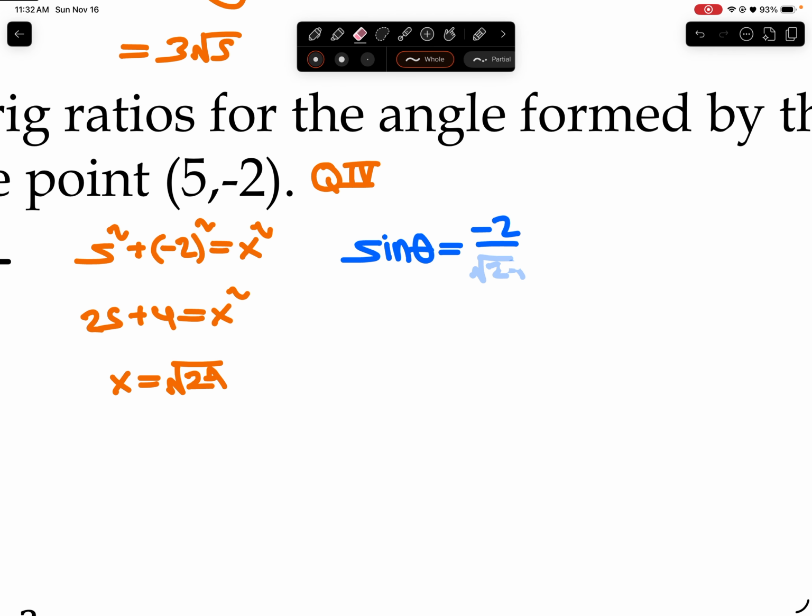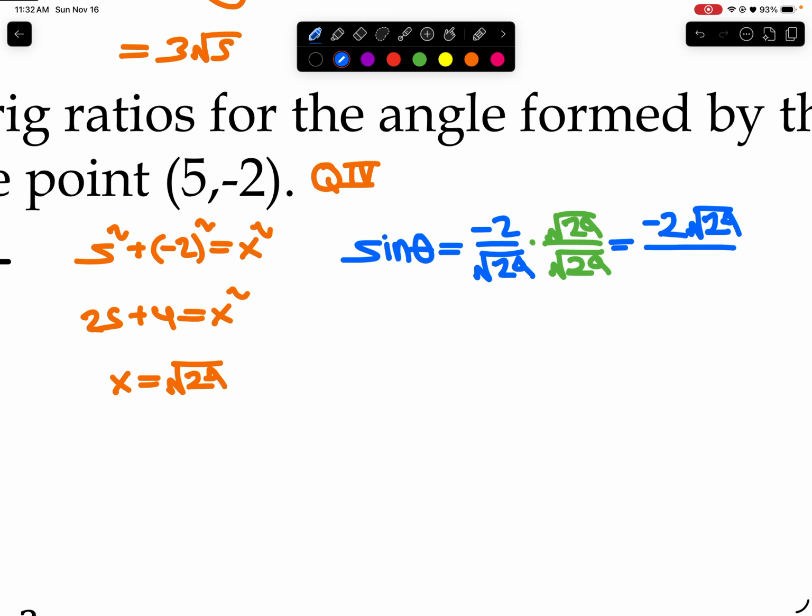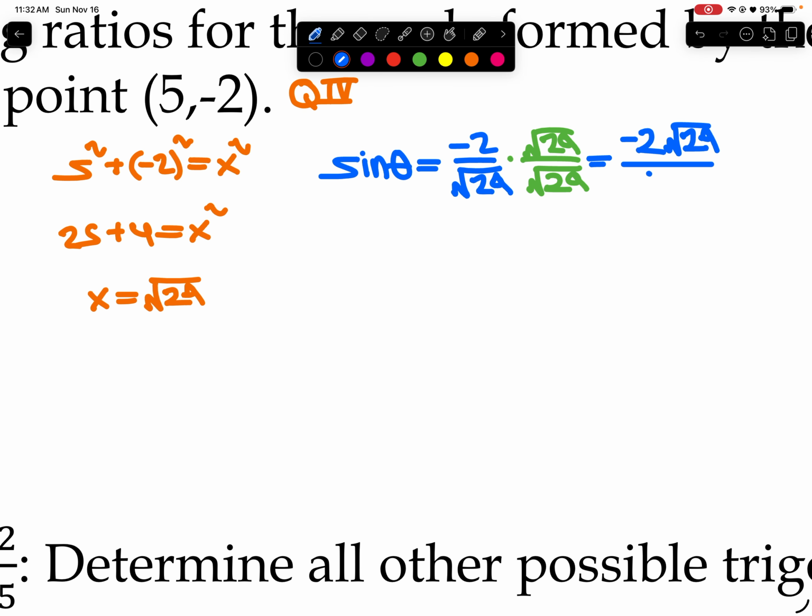And then you're going to rationalize. So I'm going to multiply by root 29 over root 29. So this is going to give me -2 root 29 all over 29. So gross, but it works. Okay, now same idea for cosine.